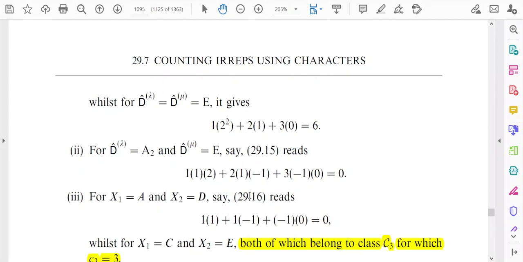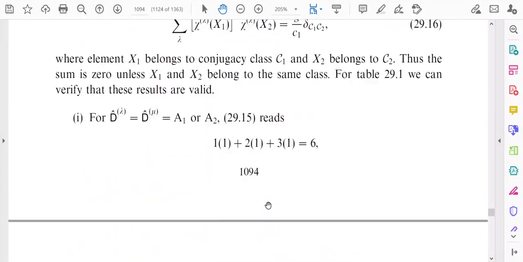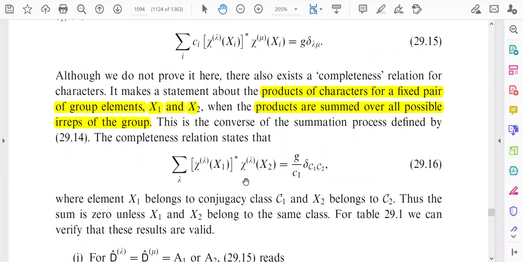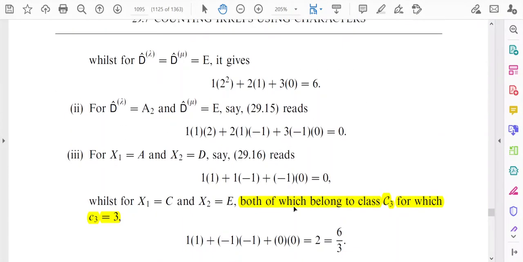Then let us check the applicability of equation 29.16. If you check 29.16, you see the sum is over the different irreducible representations, and x1 will be an element from the class C1 and x2 will be an element from the class C2. But only if x1 and x2 belong to the same class will we get a nonzero value. If x1 and x2 are from different classes, then the right side will be 0. So that can be checked.